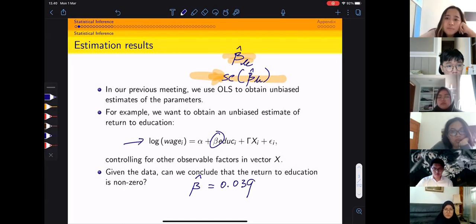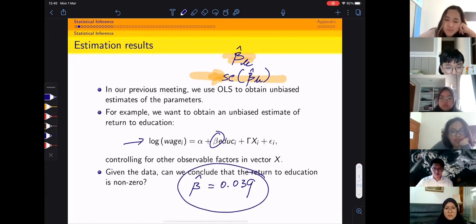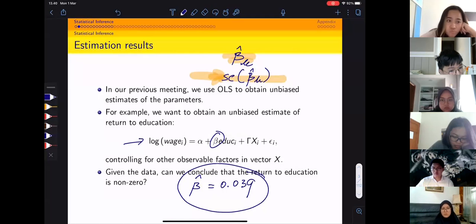Now the question is whether 0.039 is actually different to 0. In other words, we want to know whether 0.039 is statistically significant. So that's the goal of the discussion today. We want to know whether or not the estimated coefficient is actually different to 0.